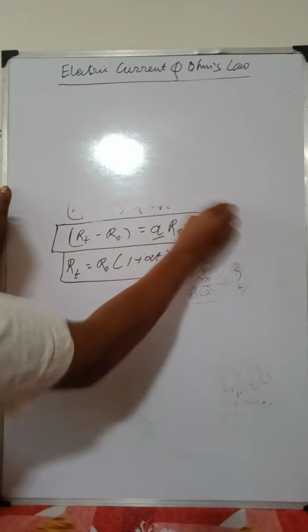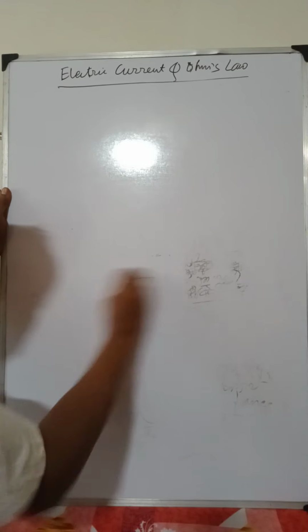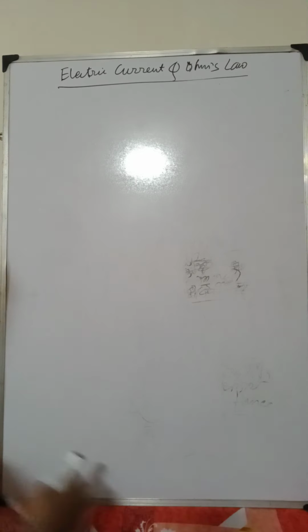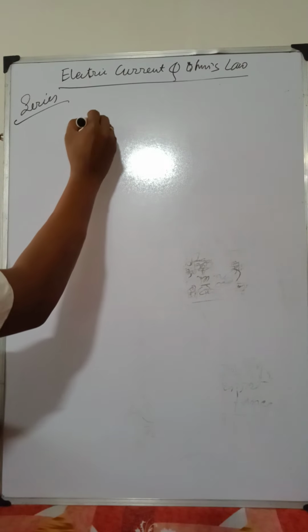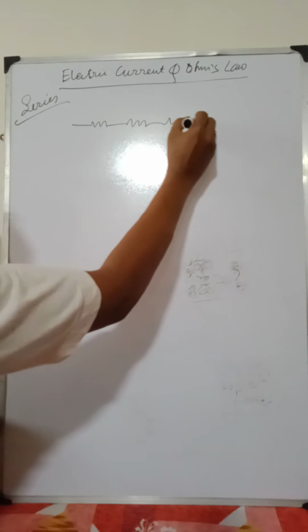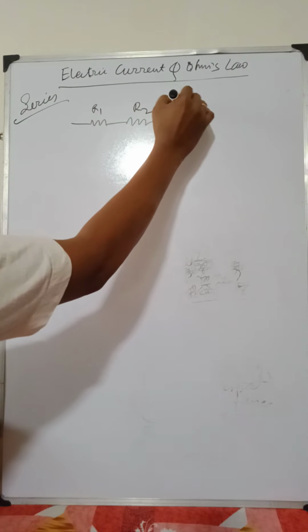Now again, as we already read for the capacitor, here we see how we can get the equivalent resistance for series connection and parallel connection. We already know this for series connection. What is it for the series connection? Suppose there is a resistance R. We take three resistances, R1, R2, R3.